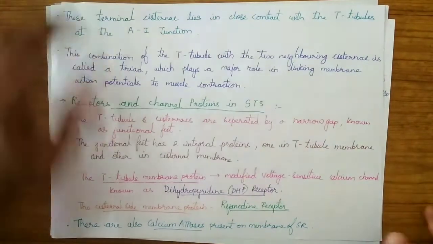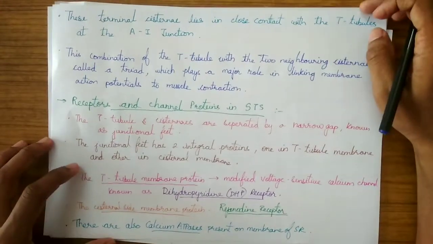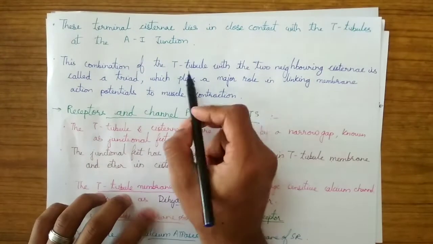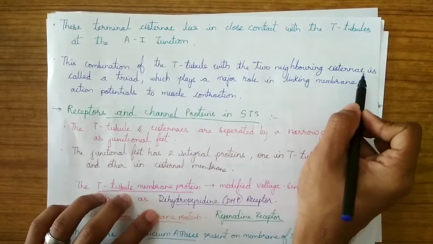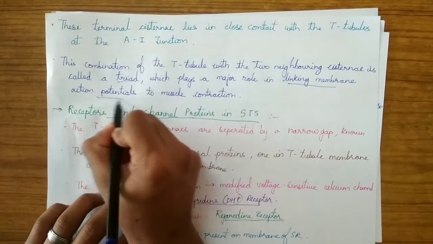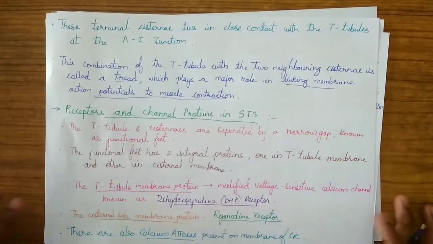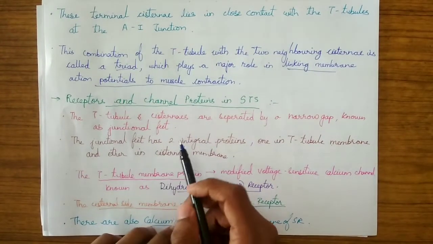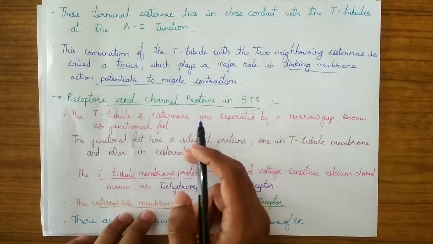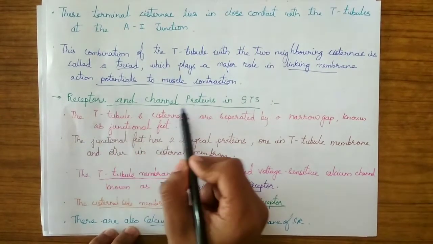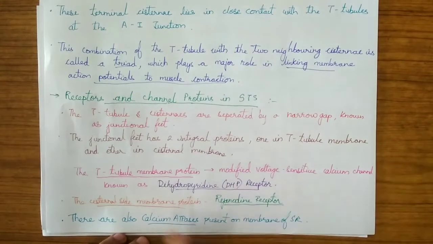So this terminal cisterna lies in close contact with the T tubules at the AI junction about which I talked now. This combination of the T tubule with the two neighboring cisternae is called a triad, which plays a major role in linking membrane action potential to the muscle contraction process. So before talking about the role of the sarcotubular system in the mechanism of contraction, let's talk about the receptors and channel proteins in the sarcotubular system.